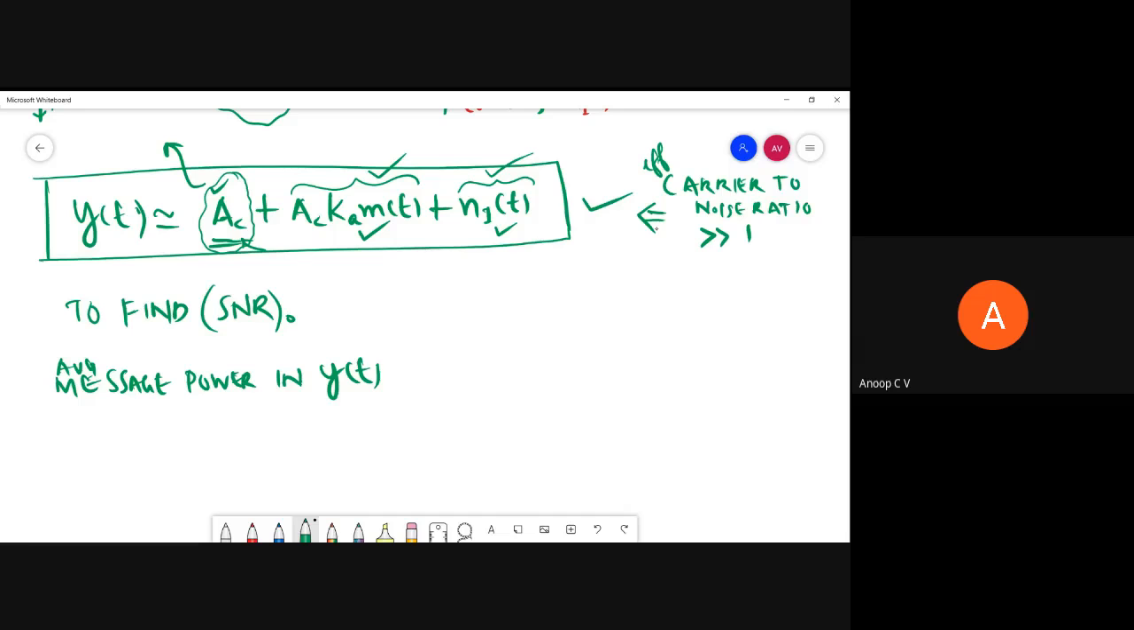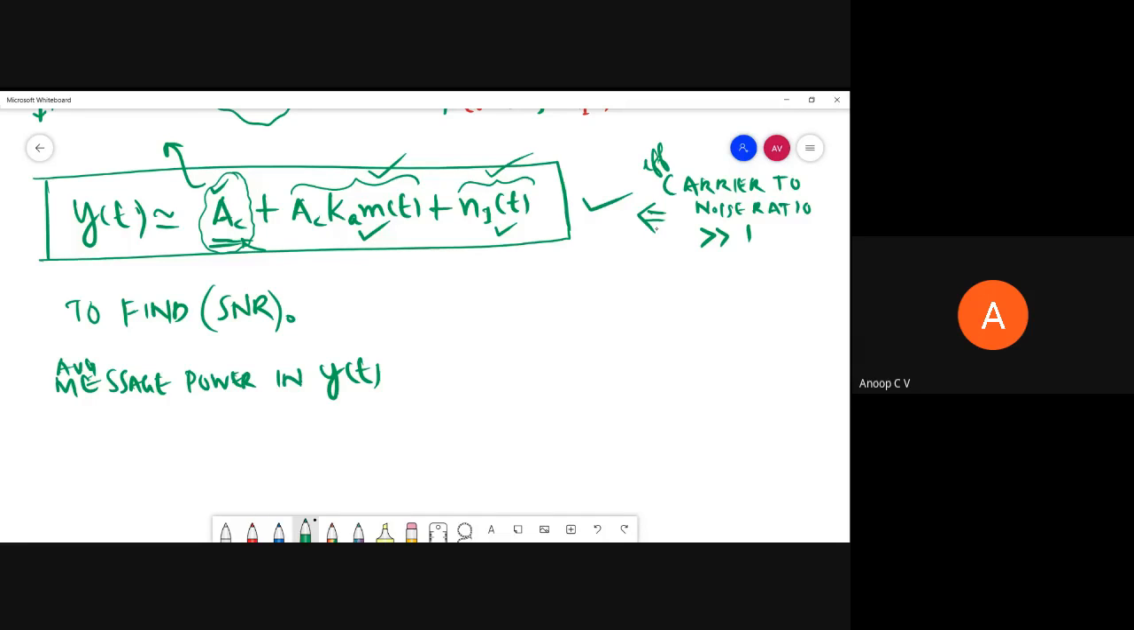And one more thing is that if we have to use an envelope detector, we know the modulation factor should be less than 100%. Mu should be less than or equal to 1, or Ka should be adjusted in such a way that there is no phase distortion, right? So that you already know. Those two conditions should be met if this approximation has to be true.